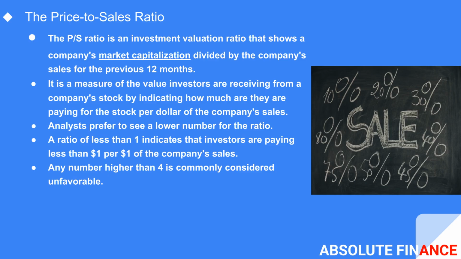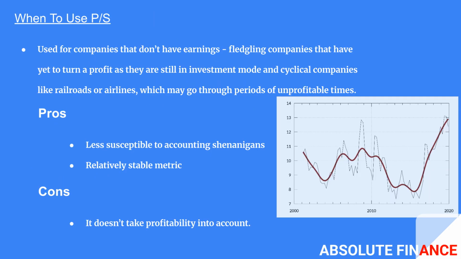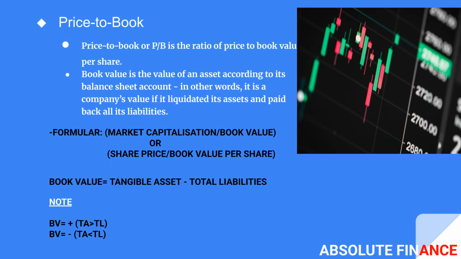This is an investment valuation ratio showing a company's market capitalization divided by its sales for the previous 12 months. A ratio of less than 1 is favorable, while anything over 4 is generally considered unfavorable. The PS ratio is useful for companies without earnings, such as fledgling companies or cyclical companies like airlines, which may go through unprofitable periods. It's a stable metric and less susceptible to accounting issues, but it doesn't take profitability into account. We move on to price to book, or PB.